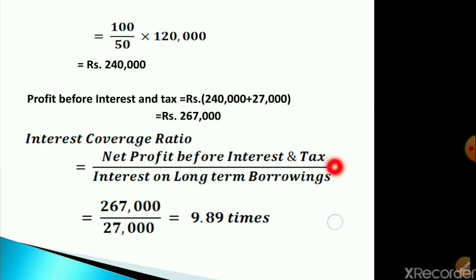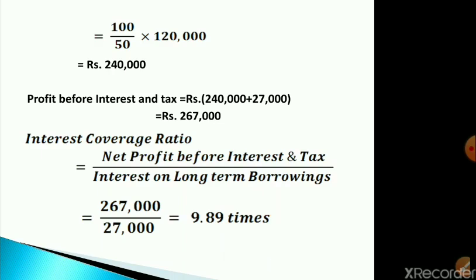Now putting it in the formula, interest coverage ratio, where the net profit before interest and tax is 2,67,000, divided by interest on long-term borrowings. The interest on long-term borrowings, as we have done in the working, is 27,000. This will give us the answer as 9.89 times.